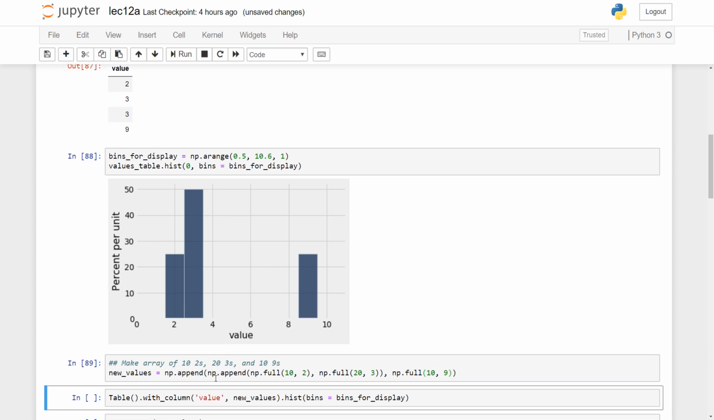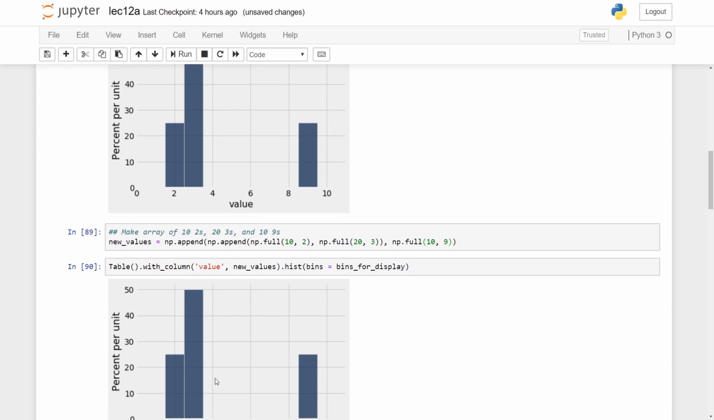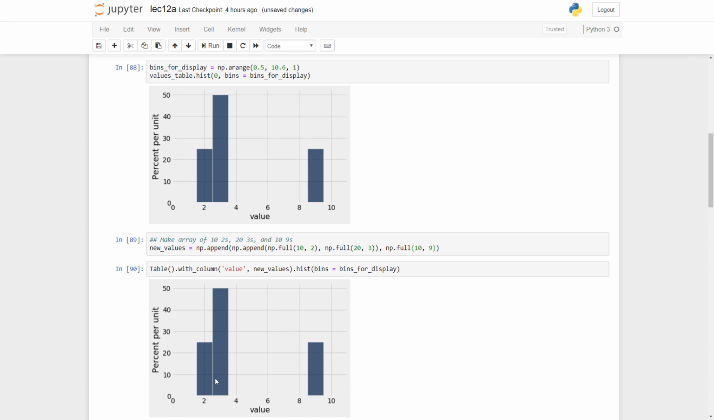Now I will put them in a table and draw the histogram. What do you expect to see as a histogram of this new array? It should be exactly the same as the original distribution. Remember that the length here, or the area here, is the percentage. So by copying 10 times each value, we still have the same distribution. So having exactly the same histogram is not a surprise here.